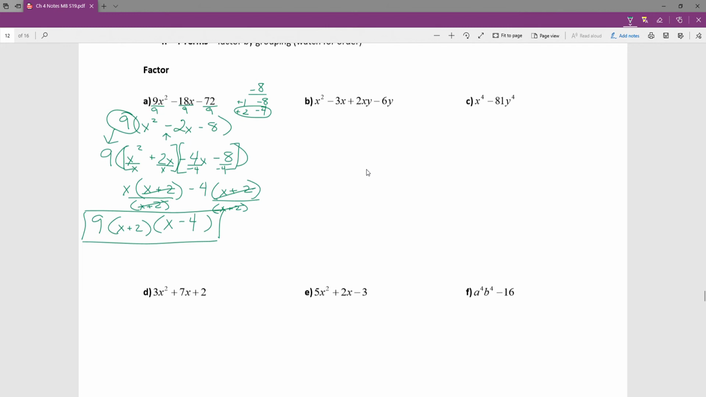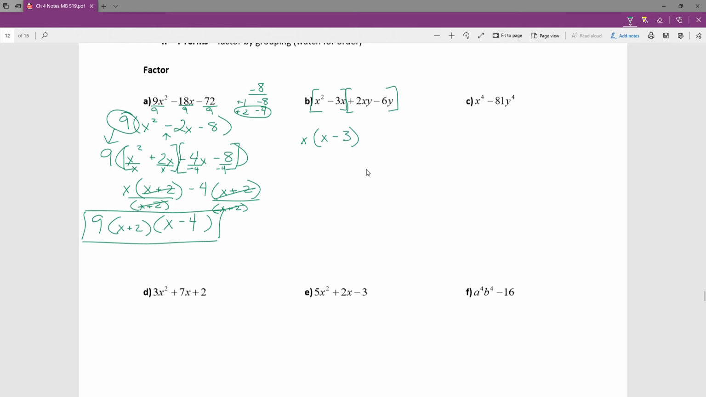B, if I take a look at this one, I would see 4 terms. I would check for greatest common factor, and there's nothing. So I'm going to employ my strategy of factoring by grouping because there are 4 terms. Taking a look at the first 2 terms, I have an x common to both of those. I'm going to skip some of the steps. On A, I showed everything. And factoring that out, I'd be left with an x minus 3.